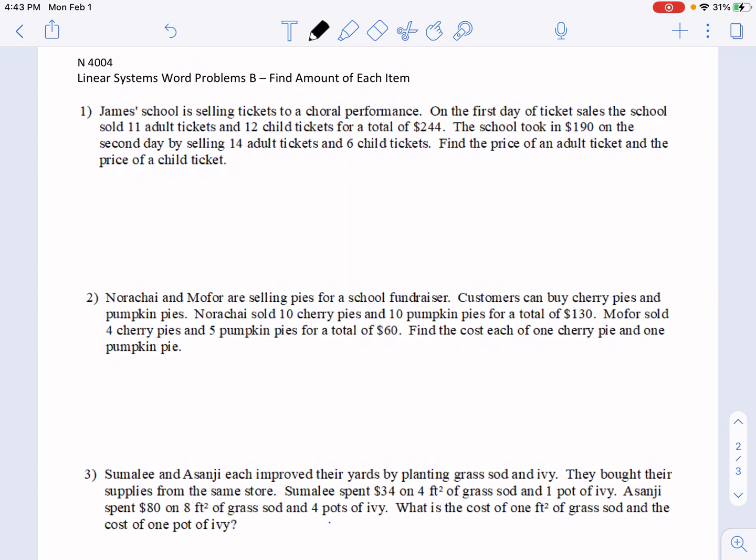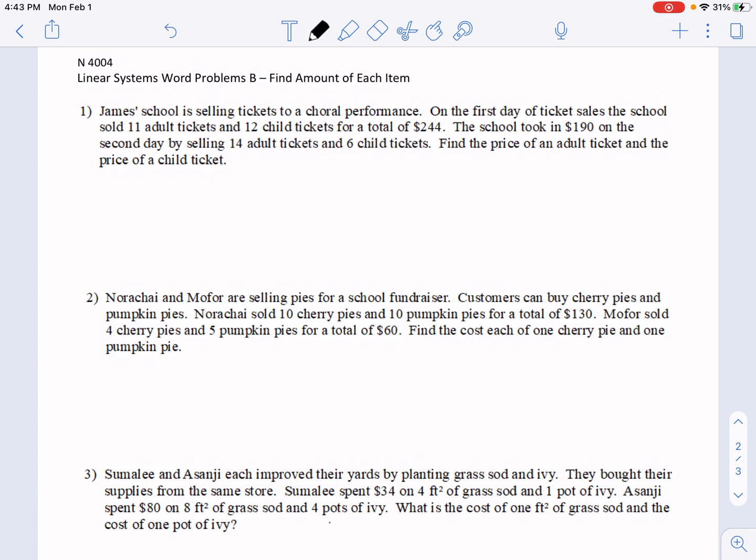In this first situation, we're talking about James's school selling tickets to a choral performance. On the first day of ticket sales, the school sold 11 adult tickets and 12 child tickets for a total of $244. The school took in $190 on the second day by selling 14 adult tickets and 6 child tickets. Find the price of an adult ticket and the price of a child ticket.